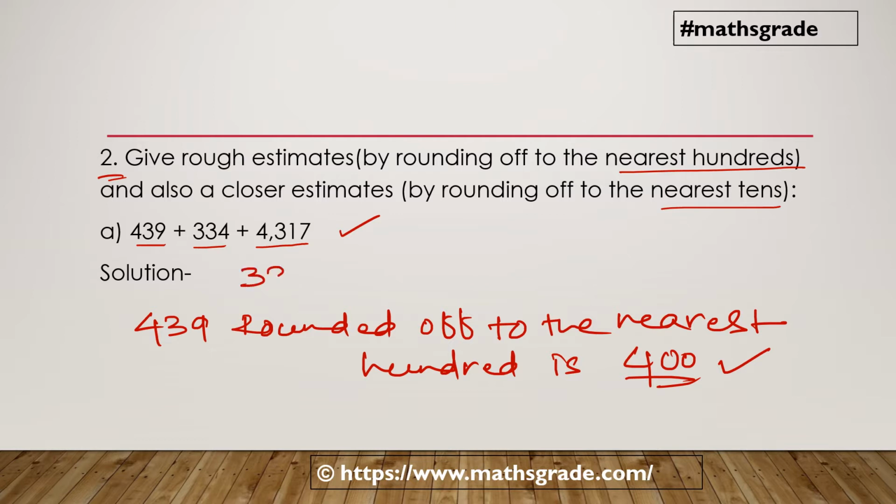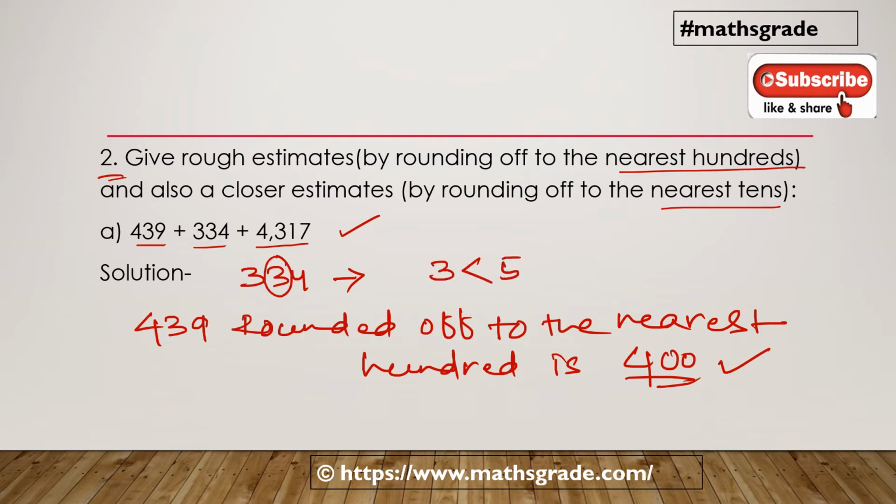Now 334. Now round off this number 334 to the nearest hundred. In 334 the tens place digit is 3, which is less than 5. So don't add 1 to the hundred place digit. Just write down 3 as it is and write down 0 in the tens place and unit place digit. So 334 rounded off to the nearest hundred, we got 300.